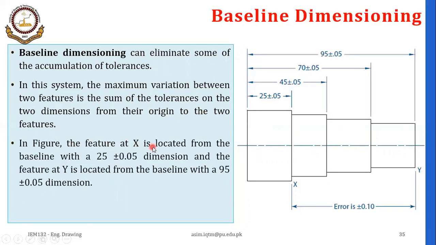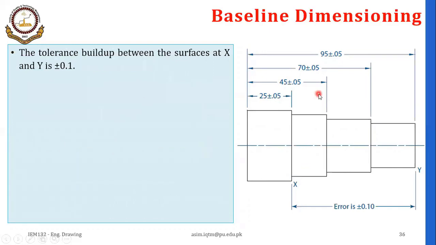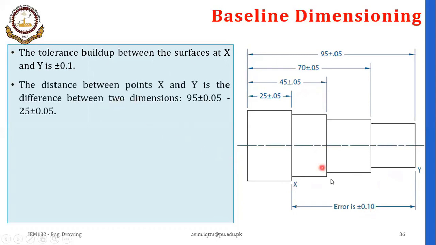In the figure, the feature at X is located from the baseline with the 25 plus minus 0.05 dimension, and the feature at Y is located from the baseline with a 95 plus minus 0.05 dimension. This dimension and this dimension. So the total build-up between the surfaces X and Y is plus minus 0.10. The distance between X and Y is the difference between the two dimensions, that is 95 plus minus 0.05 minus 25 plus minus 0.05.